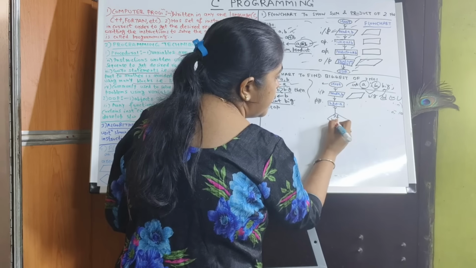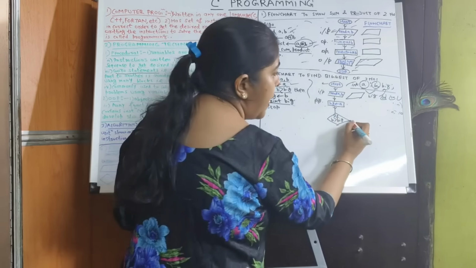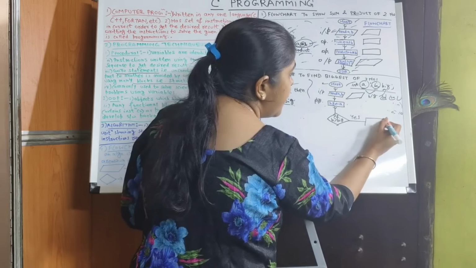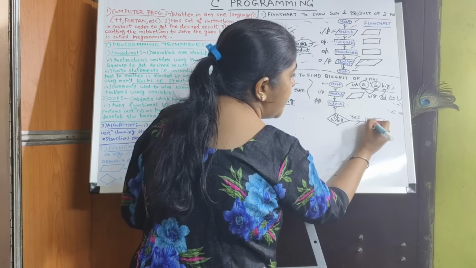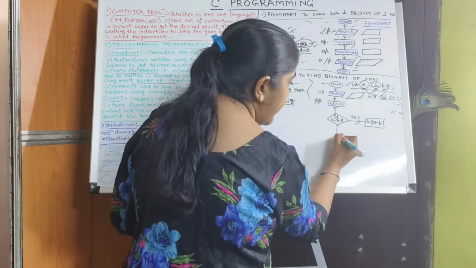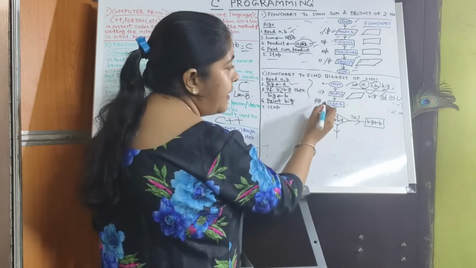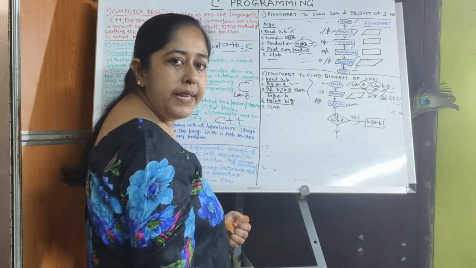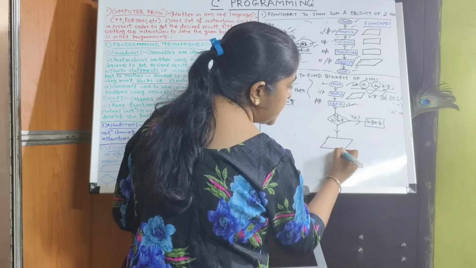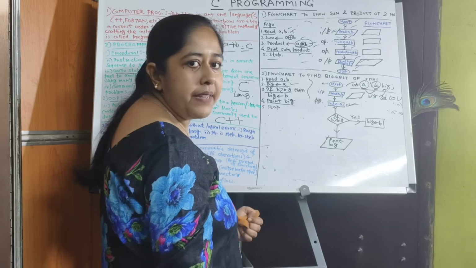If B is greater than A, if B is greater, what will happen? Yes, B is greater. Then what we will do? We will write here, assign a value, big equals B. But if not, that is B is not greater, then we have already put big as A. We will just print the value. Printing the value means my output. So, print the value of big.